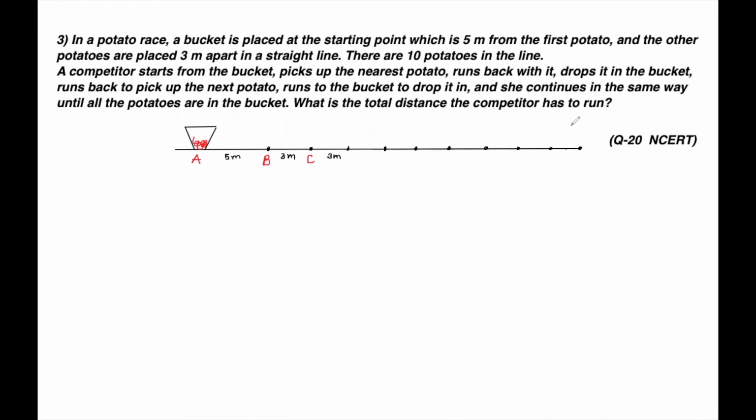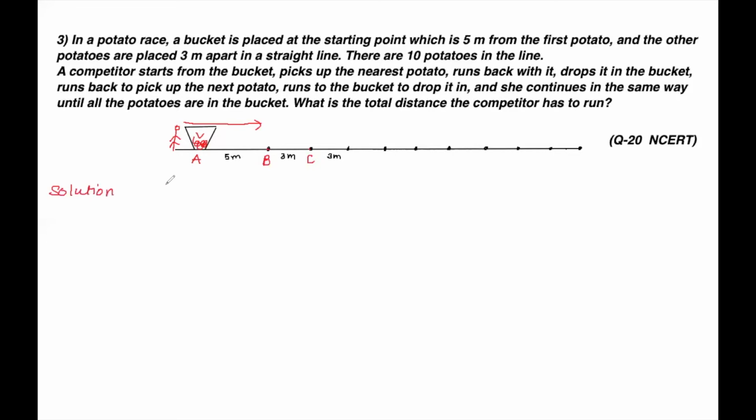So, what is the question trying to say here? See, if a competitor is standing here, she will run here, she will reach point B, she will pick up the potato, she will come back and put the potato in the bucket, and then she'll run again, and at point C she'll pick another potato and come back. Fine, now what we need to do is find the total distance covered by the competitor, and she needs to pick up 10 potatoes that are kept in a straight line. Okay, so let's proceed with the solution.